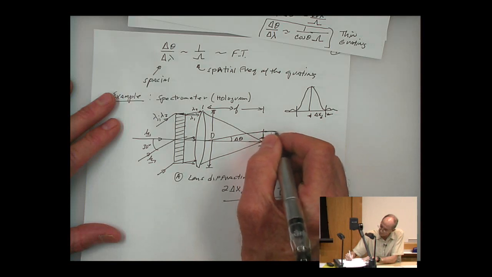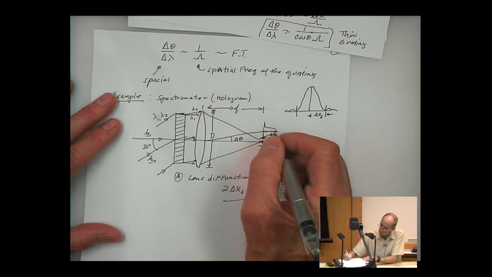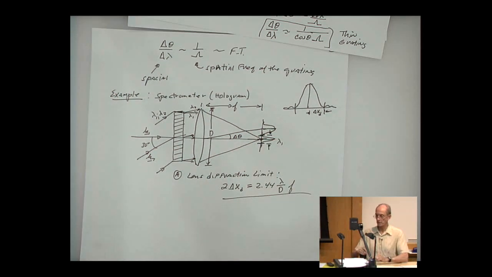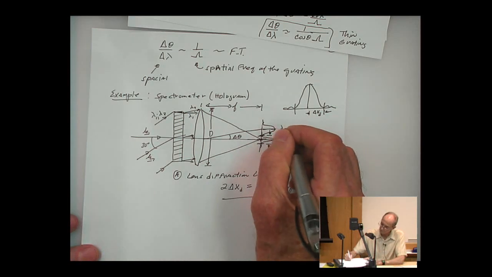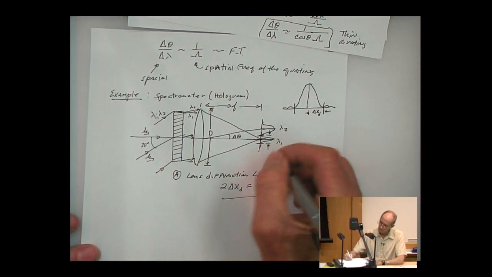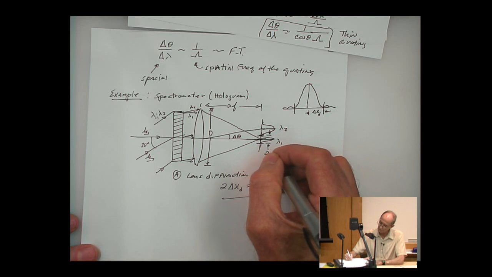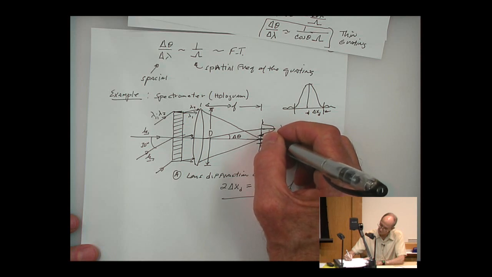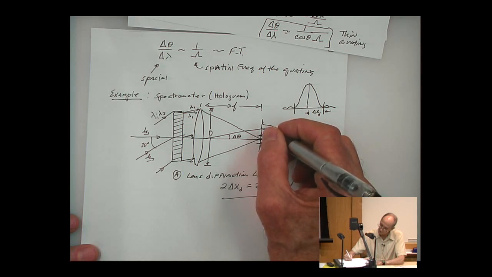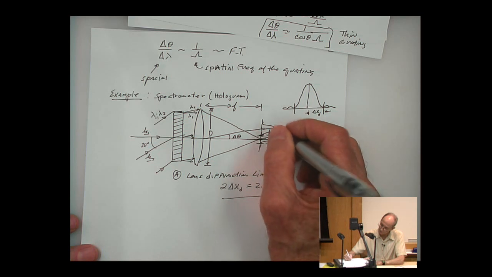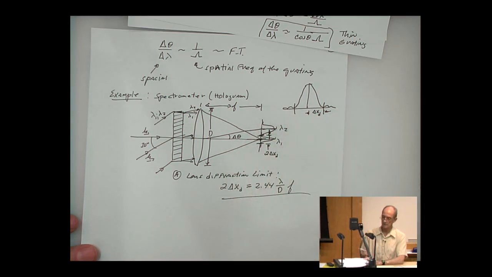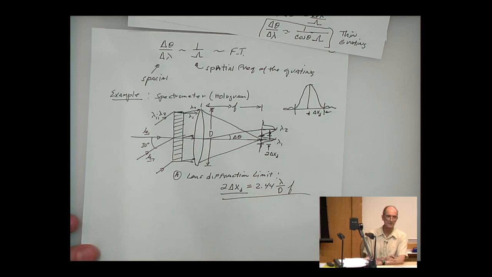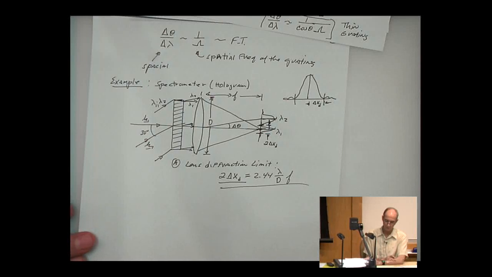We'll get a second spot, same kind of Bessel function pattern. I meant to have it the same width, but this is from lambda 2, all right? So this width that we have here is 2 delta x_d. And notice you can see here's 1 delta x_d, and here's another delta x_d. So the separation between these two wavelengths is equal to this 2 delta x_d, separating those two diffraction limited patterns.